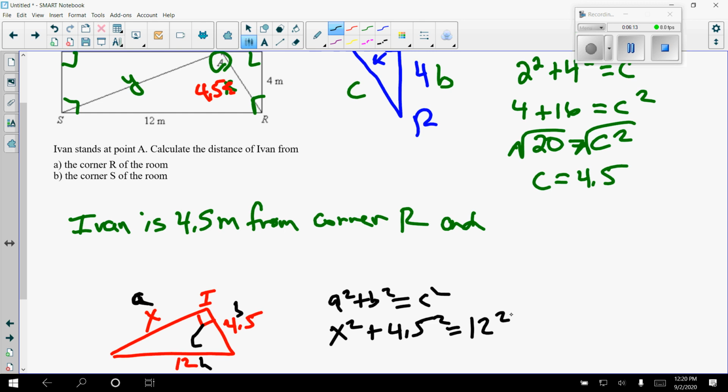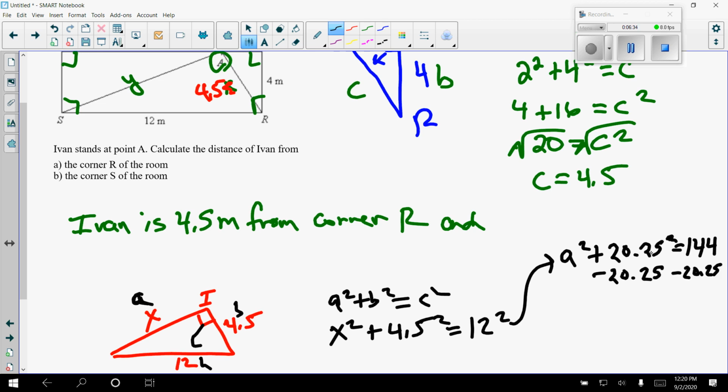Now, most of you probably don't know what 4.5 squared is, so we go to our calculator. I'm going to go up here. A squared plus 20.25 squared equals 144. Oops, I didn't mean to square that. It's already squared. So if I subtract that from both sides, these cancel out. I get a squared equals 144 minus 20.25, which is 123.75.